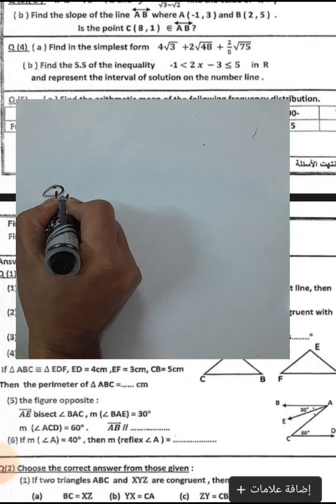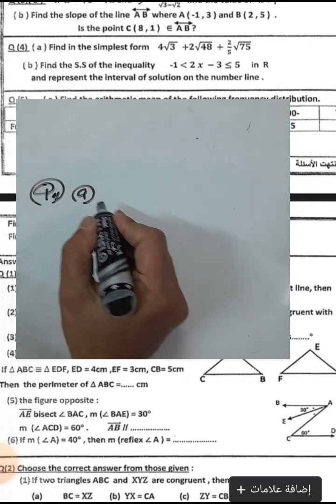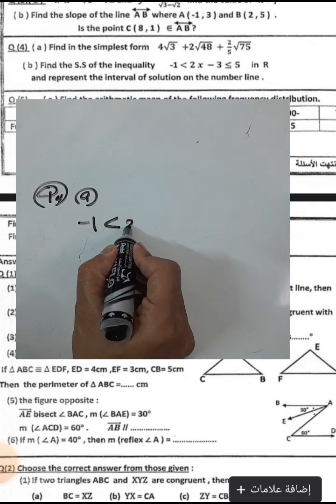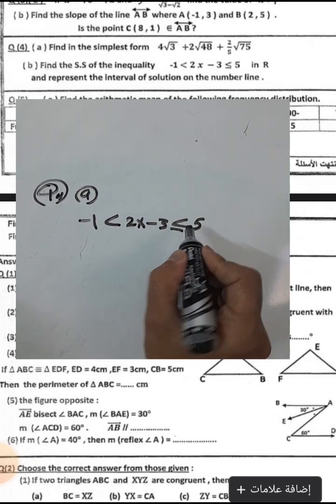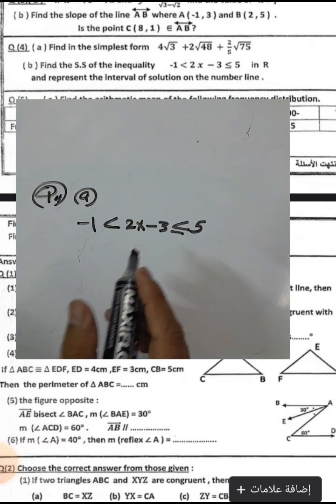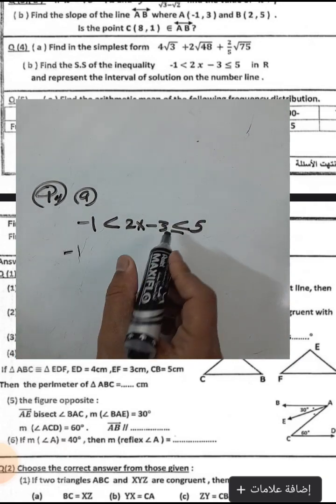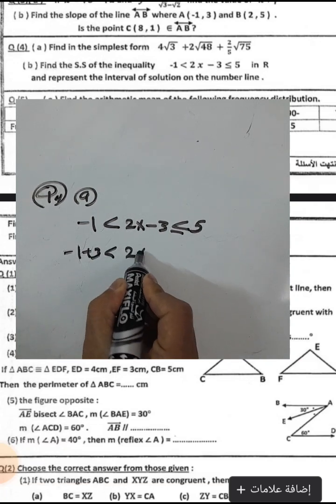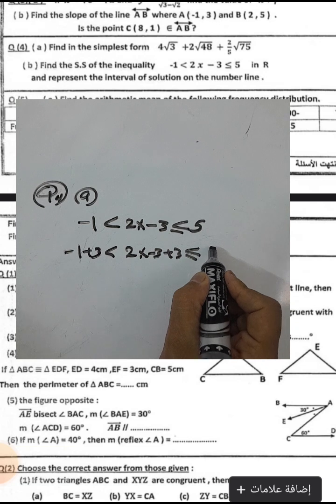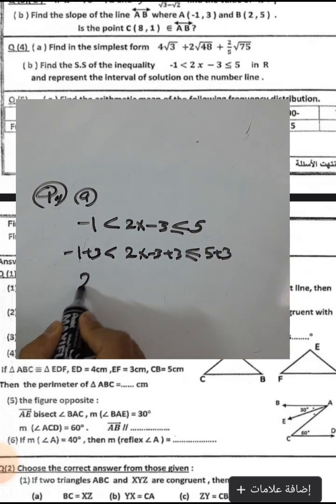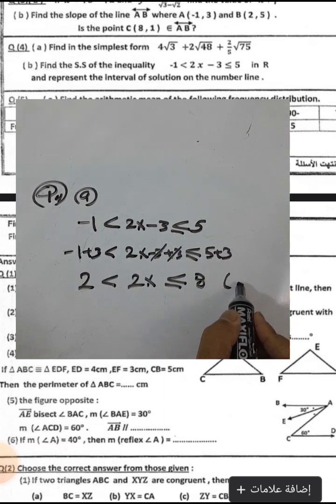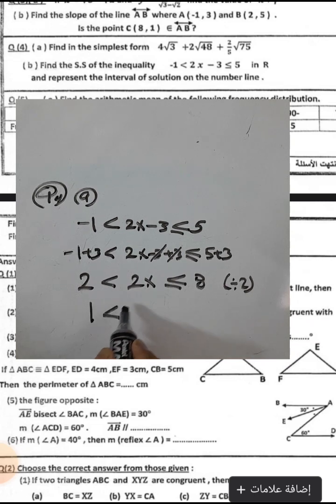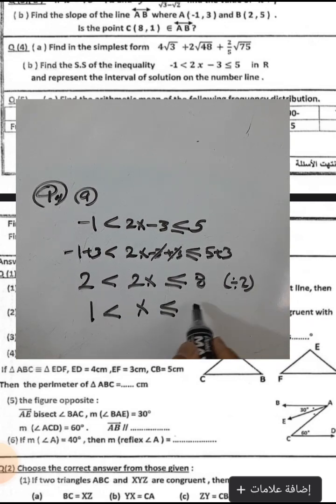Question number 4, letter A. Find the solution set of the inequality negative 1 less than 2x minus 3 less than or equal to 5 in R. First step, we must cancel negative 3 here by adding the additive inverse of negative 3. Write negative 1 plus 3 less than 2x minus 3 plus 3 less than or equal to 5 plus 3. The result will be 2 less than 2x less than or equal to 8. Then next step, divide by 2: 1 less than x less than or equal to 8 divided by 2 equals 4.